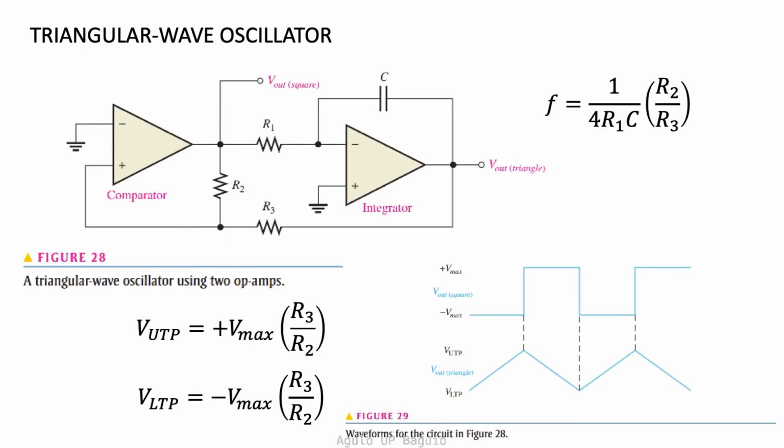This then changes the output of the integrator to a signal that ramps down. Once this signal reaches the lower trigger point, or LTP, then the comparator switches to its maximum negative level, and the cycle repeats. The UTP and the LTP are defined by resistors R2 and R3 as shown. The expression for the oscillation frequency is also shown.